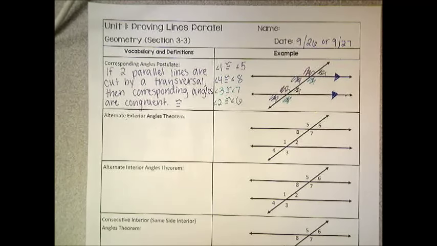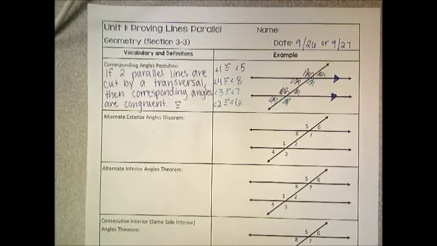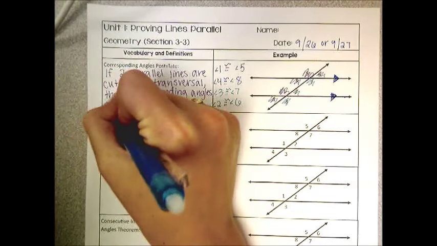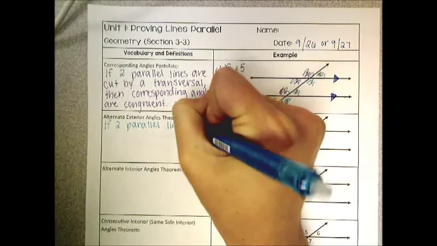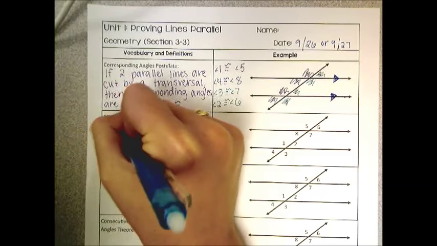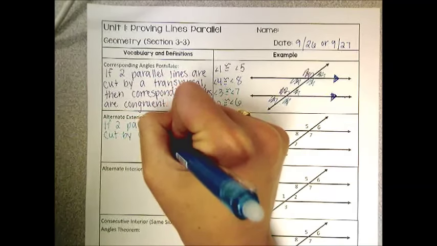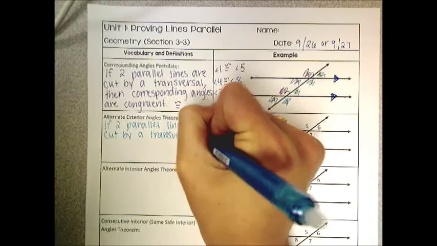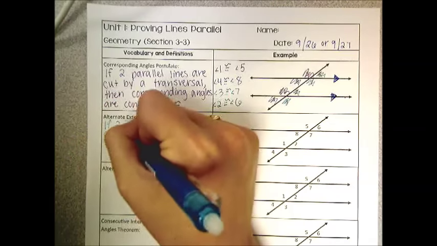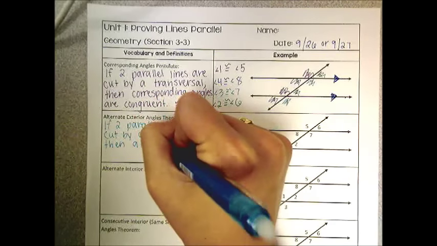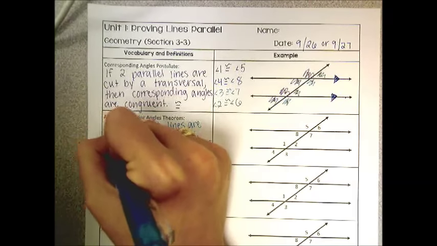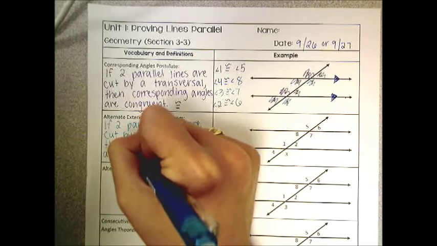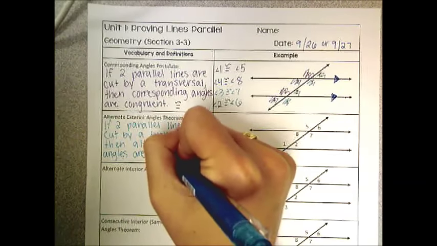Moving right along, we have our alternate exterior angles theorem. This is probably going to sound very familiar to what we just wrote, but this theorem says if two parallel lines are cut by a transversal, then alternate exterior angles are congruent.